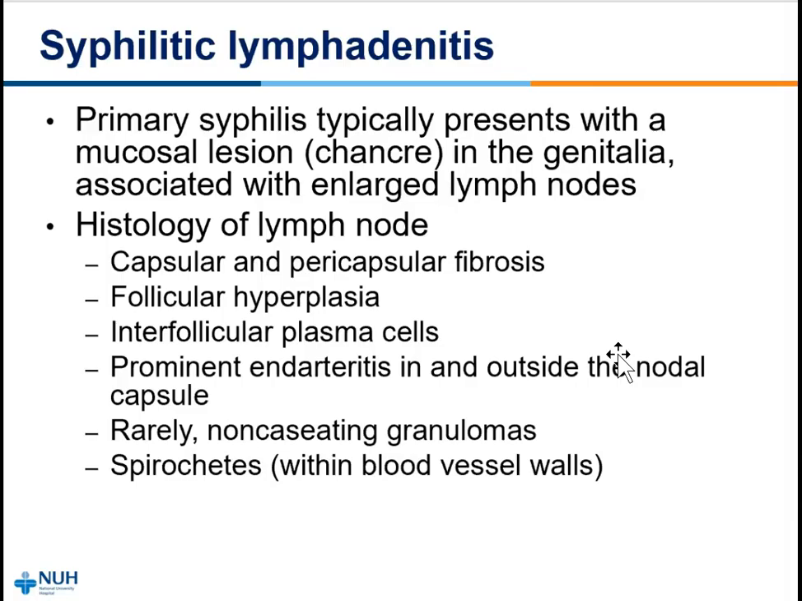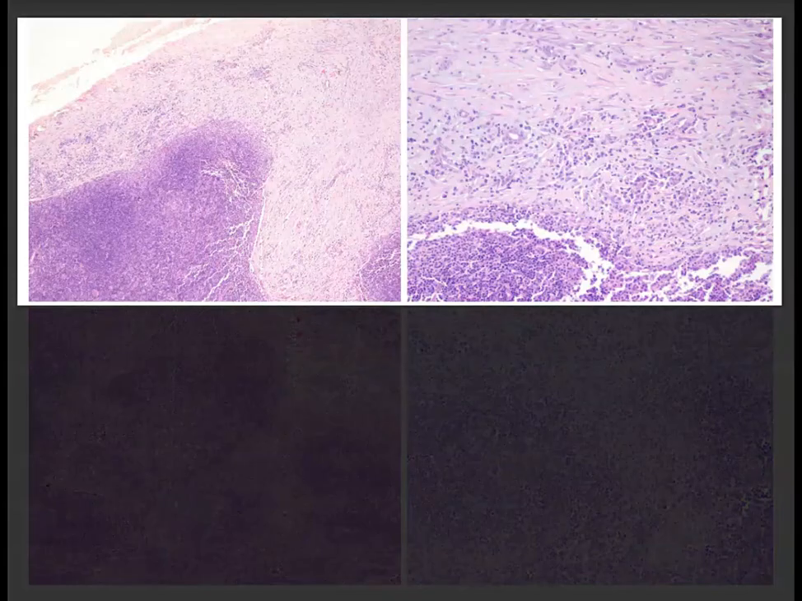Within the fibrous nodal capsule and outside the capsule, you may see features of endarteritis obliterans, featuring blood vessels with thickened walls, obliterated lumens, and perivascular plasma cells. Rarely, non-caseating granulomas may also be seen, and histochemical stains may identify spirochetes in the blood vessel walls. The nodal capsule is thickened and fibrotic, with aggregates of plasma cells around blood vessels.